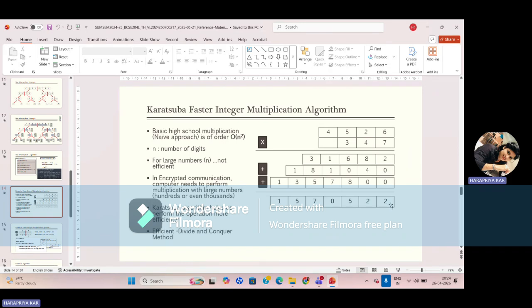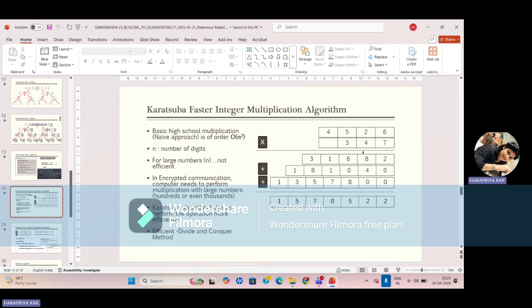Okay. Then, the efficient divide and conquer method. This algorithm is otherwise known as one efficient algorithm under the divide and conquer method. Whenever we are dividing the input into subproblems, and we are doing integer multiplication, this algorithm acts as an efficient approach. So this is one of the efficient algorithms of the divide and conquer method. This is the basic concept of Karatsuba faster integer multiplication.